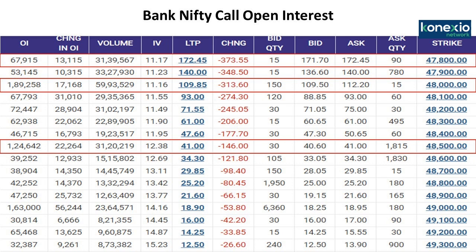If it closes above that resistance, then there are chances that Bank Nifty might rally towards the level of 48,200 to 48,500 in the next week. But as I said, next week is a truncated week and monthly expiry, so we might see highly volatile trading sessions. So now let us discuss the Bank Nifty put data.